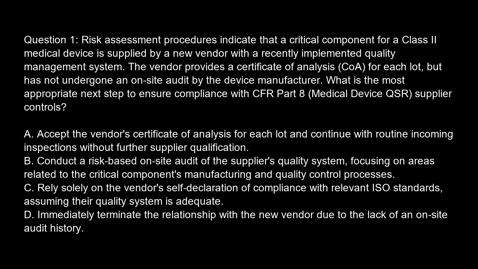controls? Option A. Accept the vendor's certificate of analysis for each lot and continue with routine incoming inspections without further supplier qualification. Option B. Conduct a risk-based on-site audit of the supplier's quality system, focusing on areas related to the critical components manufacturing and quality control processes. Option C. Rely solely on the vendor's self-declaration of compliance with relevant ISO standards, assuming their quality system is adequate. Option D. Immediately terminate the relationship with the new vendor due to the lack of an on-site audit history.